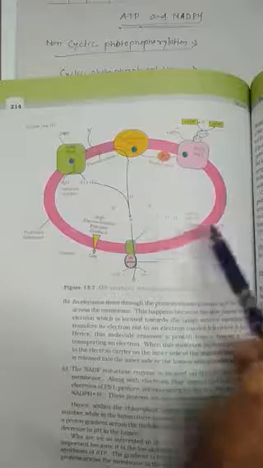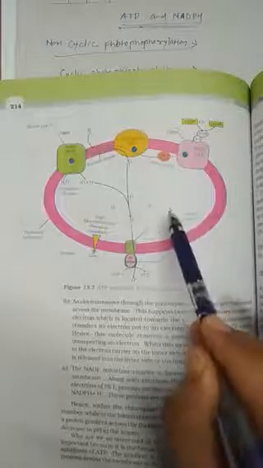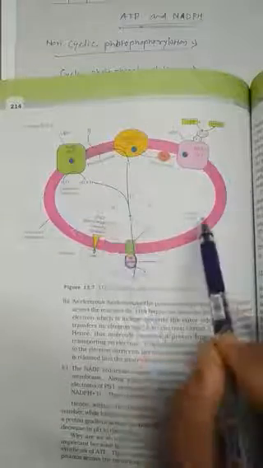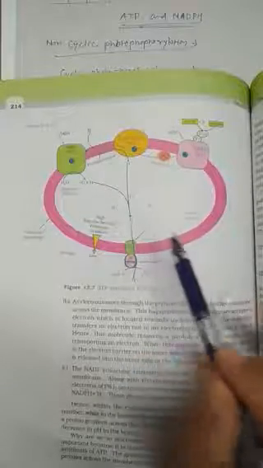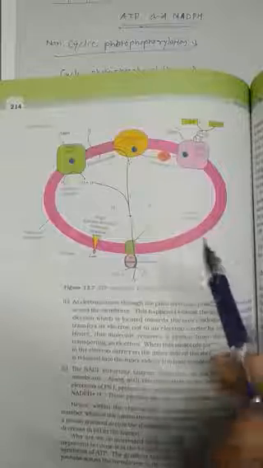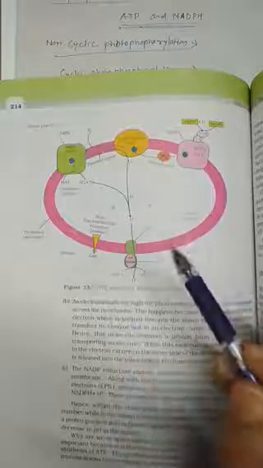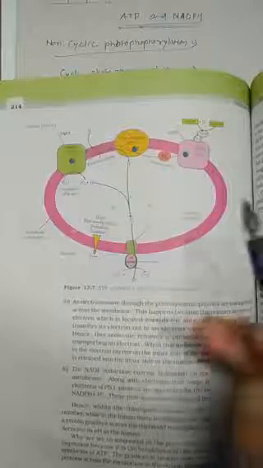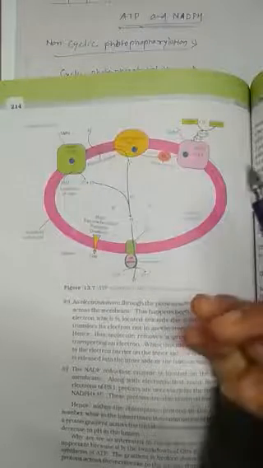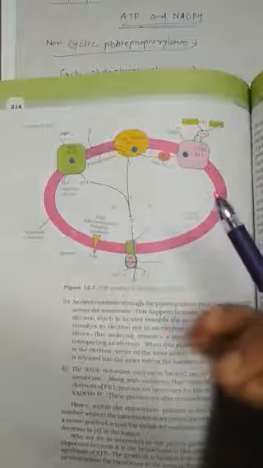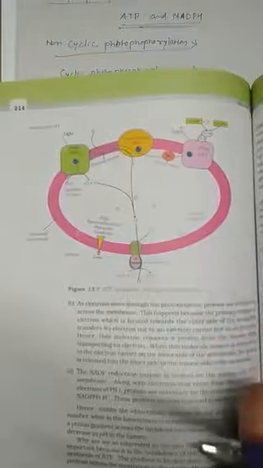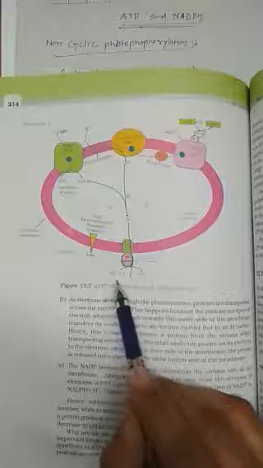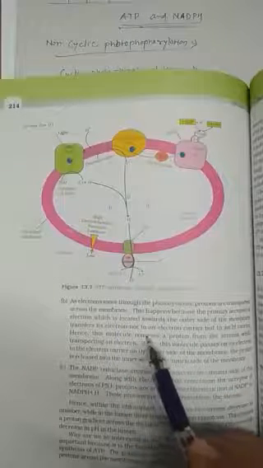The protons are accumulated inside the membrane of the thylakoid, in the lumen. And the ATPase enzyme has a channel that allows diffusion of protons back across the membrane. This releases energy to activate the ATPase enzyme that catalyzes the formation of ATP. This is the formation of ATP from ADP and P. Okay.